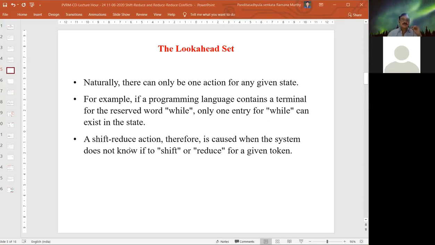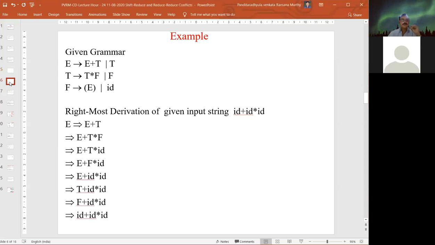So a shift-reduce conflict will be caused when the system does not know whether it has to shift or reduce as the next action for a given token. For a given token, what is the next action, whether it is a shift or reduce? If it doesn't know, then it identifies a shift-reduce conflict. We'll see this with an example now.